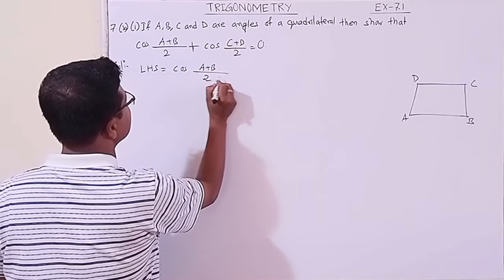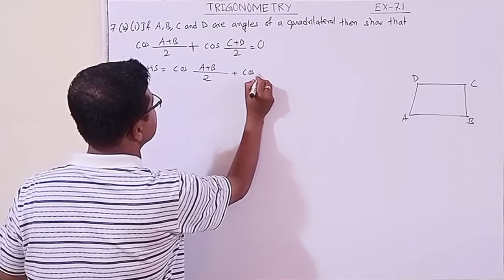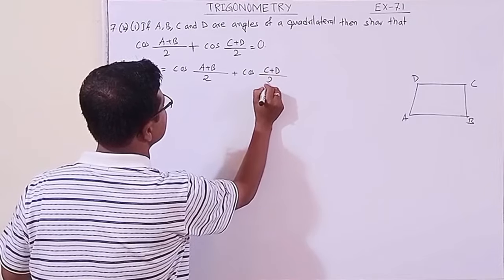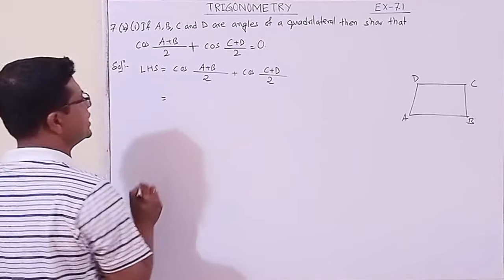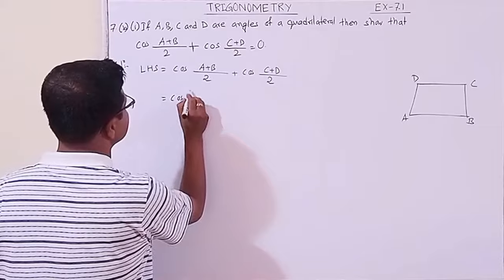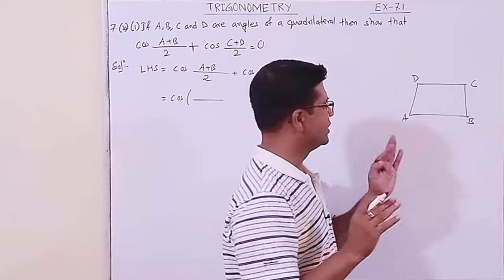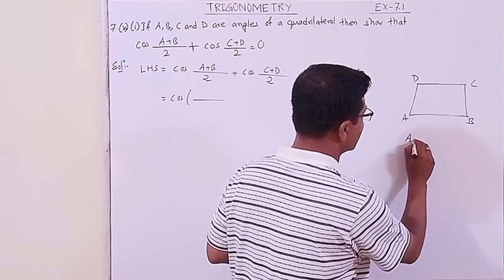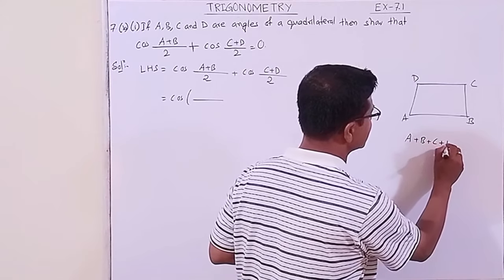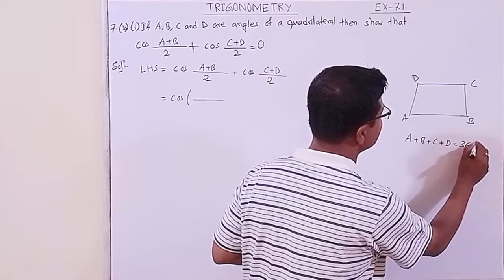Okay, do not get scared, because trigonometry is actually a very easy thing. Students unnecessarily get scared. Okay, here see, look at this. The simplest thing we know is that the sum of the 4 angles of a quadrilateral is how much? Can you say? It is obviously 360 degrees.